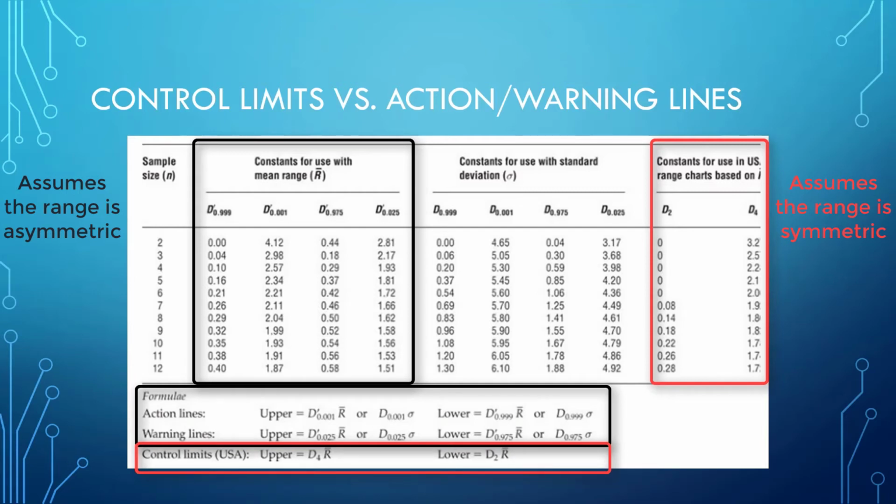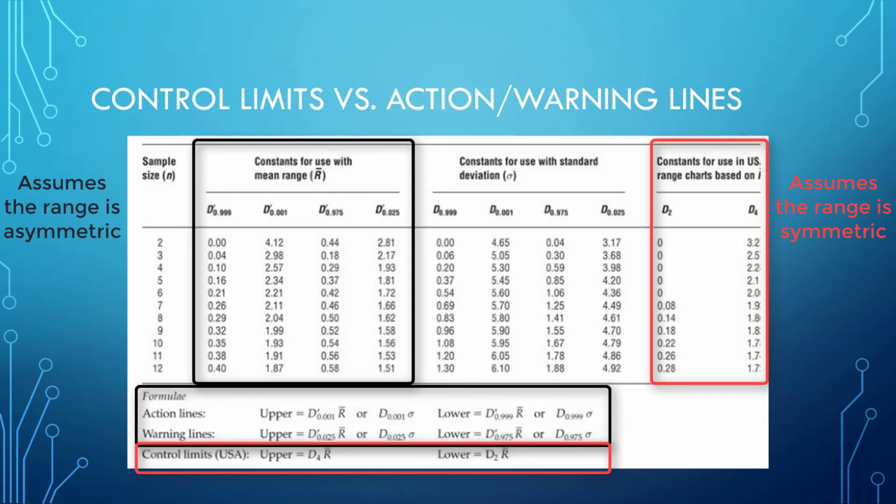The boxes at the bottom of the page show the calculations for how the lines are set in each of these techniques. It's important to note that when we use control limits, we can still use them as action and warning limits. And when you do that, the control limits are the action limits, and they're 3 standard errors away from the center line. But you can also put a line 2 standard errors away and use that as a warning limit.